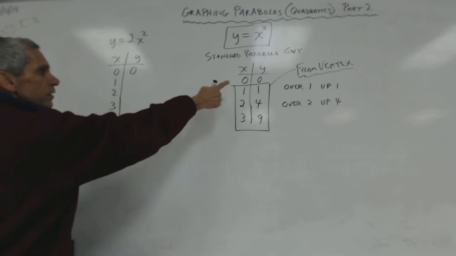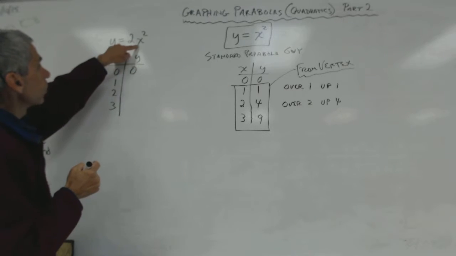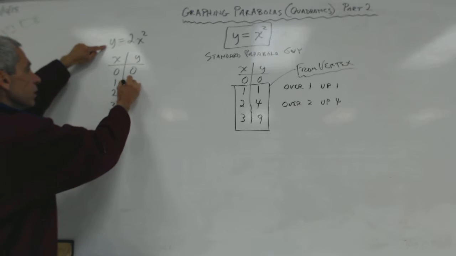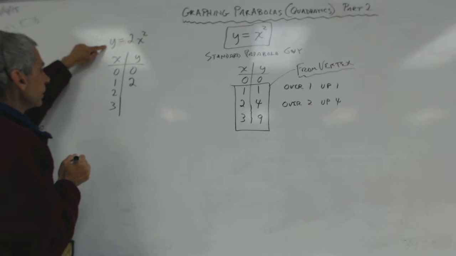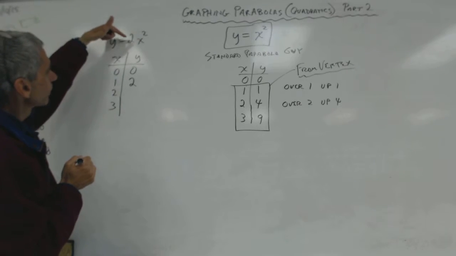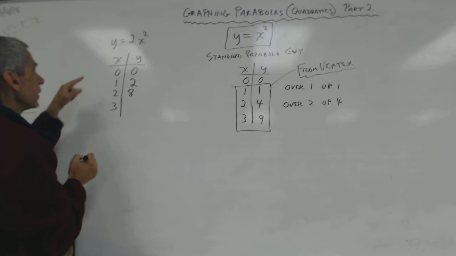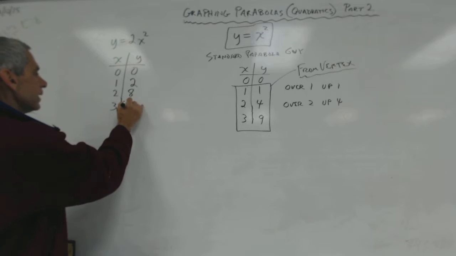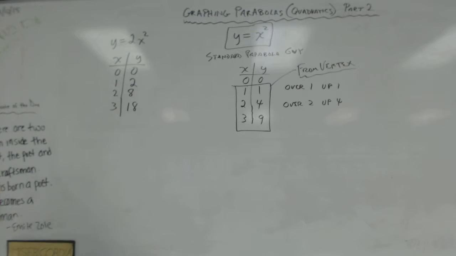So that didn't change, right? If x is 1, 1 squared is 1, 1 times 2 is 2. And if x is 2, 2 squared is 4, times 2 is 8. That's interesting. And if x is 3, 3 squared is 9, times 2 is 18, right? You square first, then multiply by the number in front. That's really easy to do.